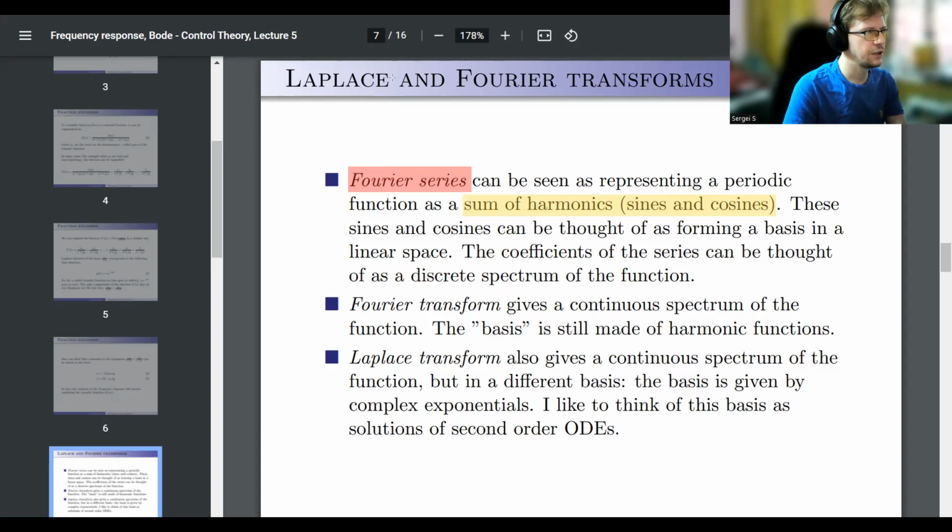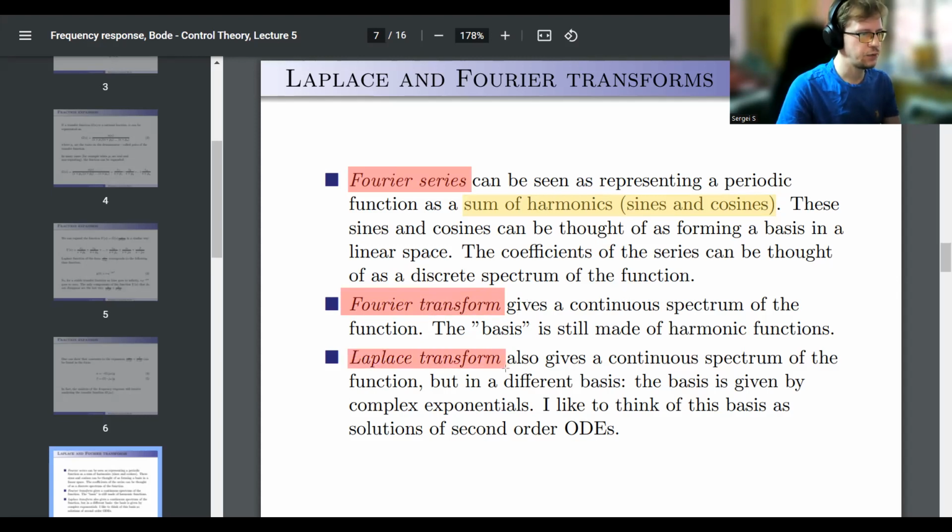Spectrum means what kind of frequencies you have to sum up to get the original function. Right. Now, Fourier transform gives a continuous spectrum. It does essentially the same thing, but it gives a continuous spectrum of the function. We no longer speak about periodic functions. This is true for all functions, periodic or non-periodic. The basis is still made out of harmonic functions.